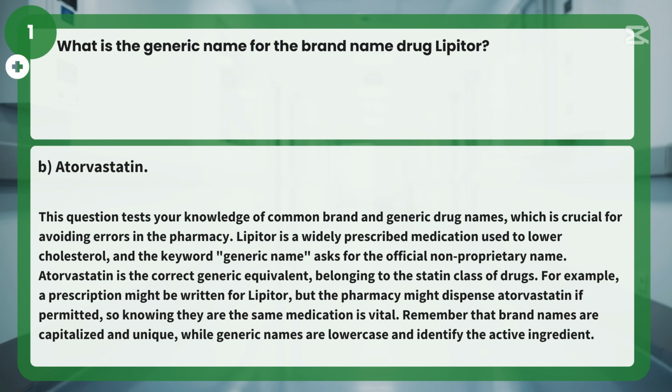For example, a prescription might be written for Lipitor, but the pharmacy might dispense atorvastatin if permitted, so knowing they are the same medication is vital. Remember that brand names are capitalized and unique, while generic names are lowercase and identify the active ingredient.